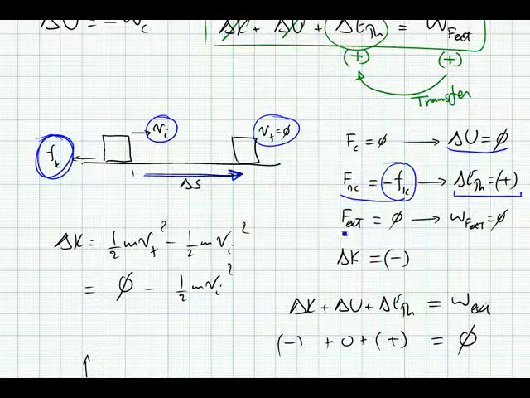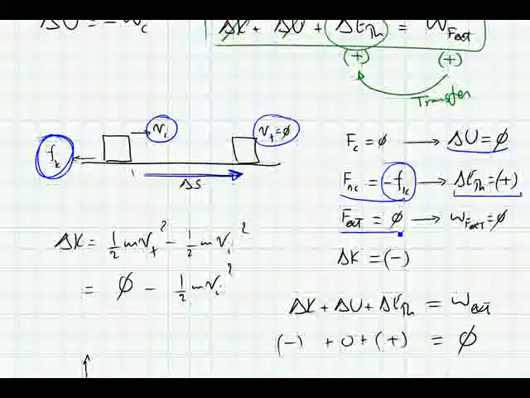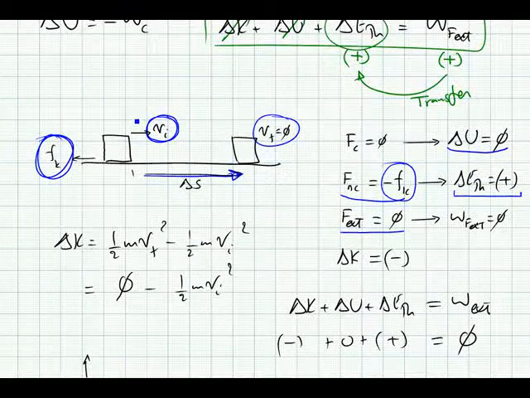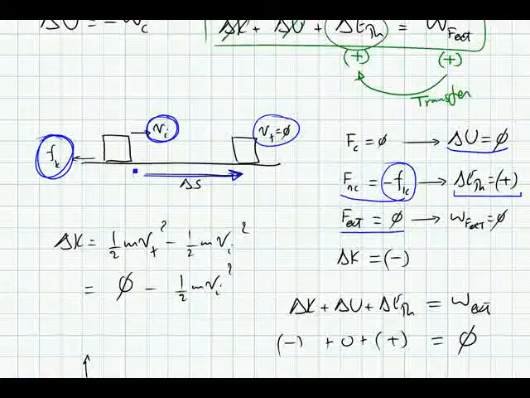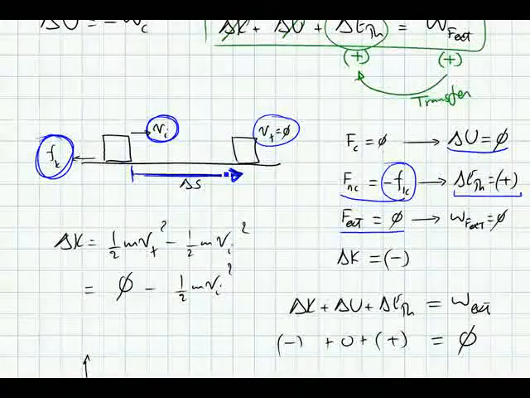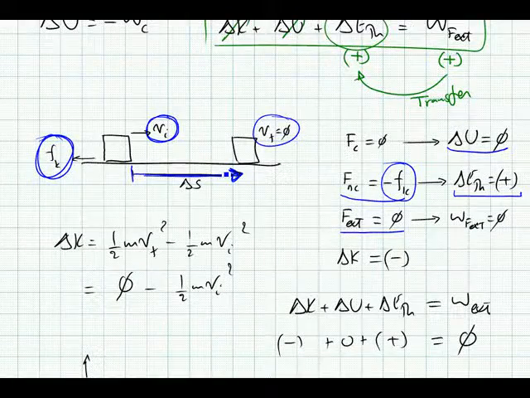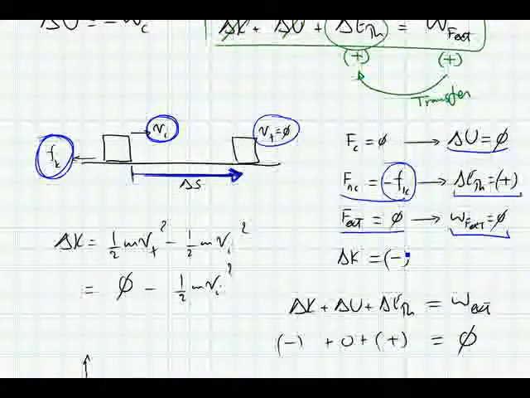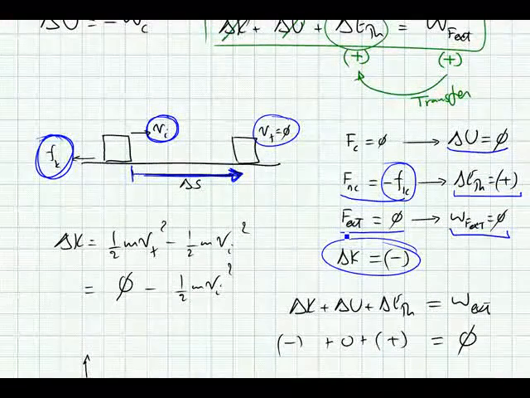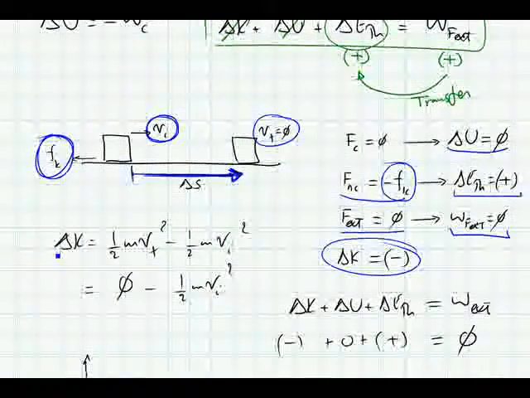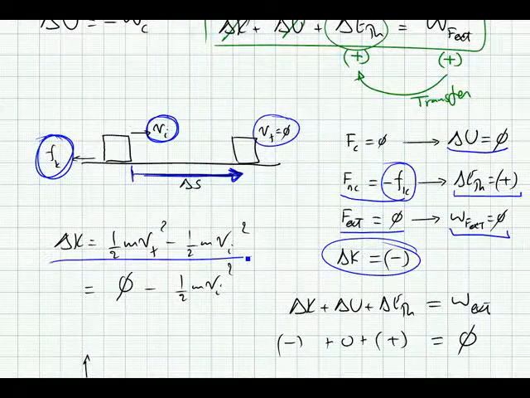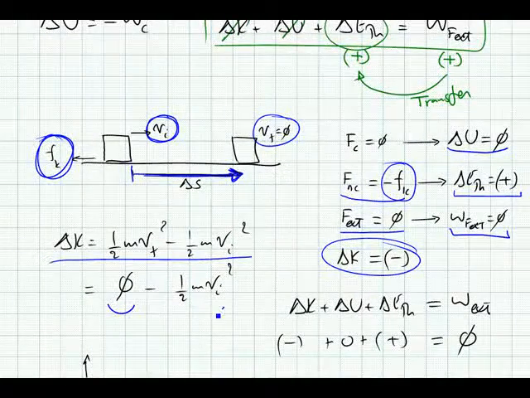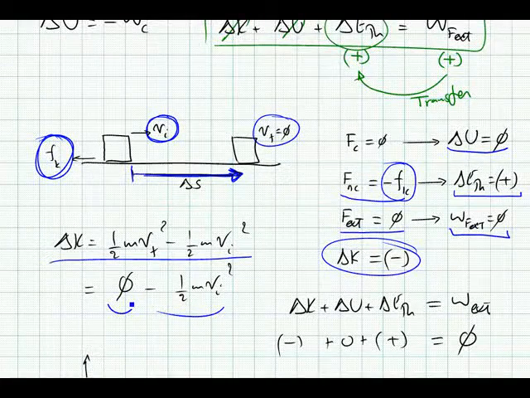Now, F external, there is no F external being applied. Our object had some velocity to start with. We don't know what the cause of that velocity was, but over the interval that we are considering, there is no F external being applied to the object, which means that work done by F external is zero. The change in kinetic energy is a negative number because change in kinetic energy is 1/2 of final velocity squared minus 1/2 of initial velocity squared. Final velocity is zero, so we have a negative value for the change in kinetic energy.